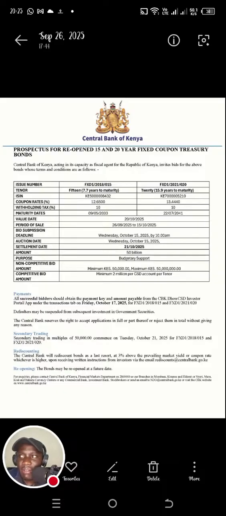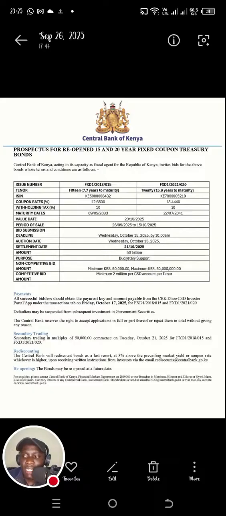So the Central Bank of Kenya has the right to just reject your bond for whatever reason, and they are telling you that they don't owe you any explanation. Secondary trading. So secondary trading in multiples of 50,000 commences on Tuesday, October 21st for both bonds.